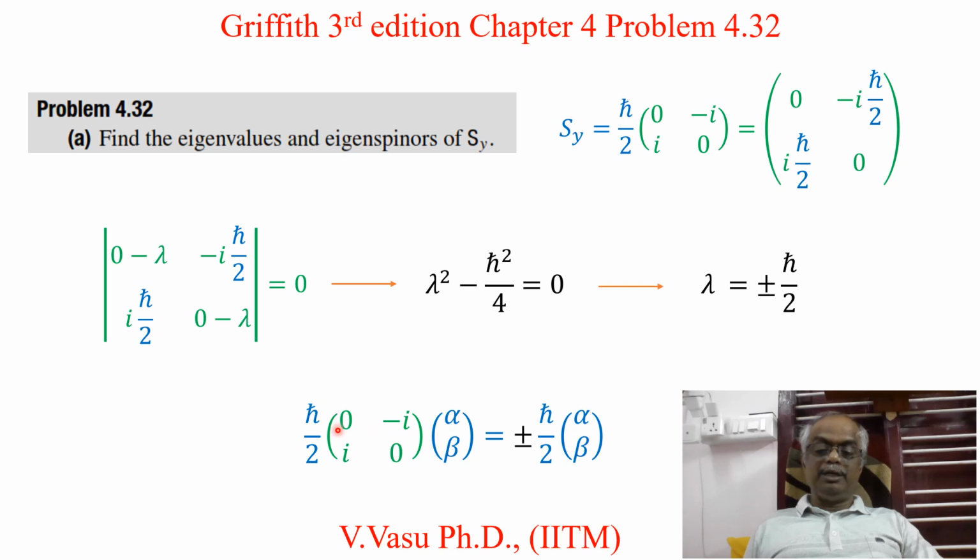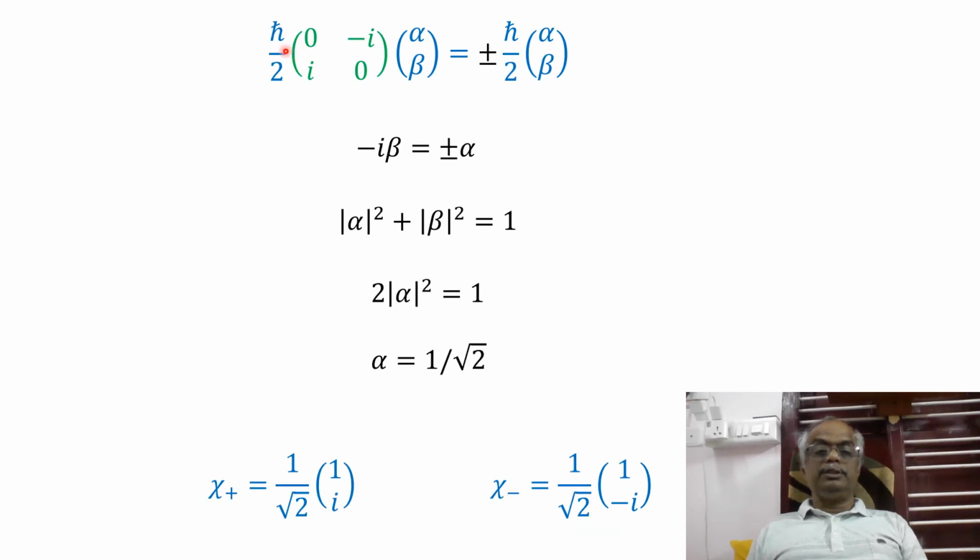So the left hand side has this S_y matrix multiplied by this spinor matrix. The same thing on the right hand side: here it is the eigenvalue multiplied by the column matrix (alpha, beta). Now we will find the spinor. Just now we have seen that ħ/2 times (0, −i; i, 0) multiplied by the column matrix (alpha, beta) is equal to plus or minus ħ/2 times (alpha, beta).